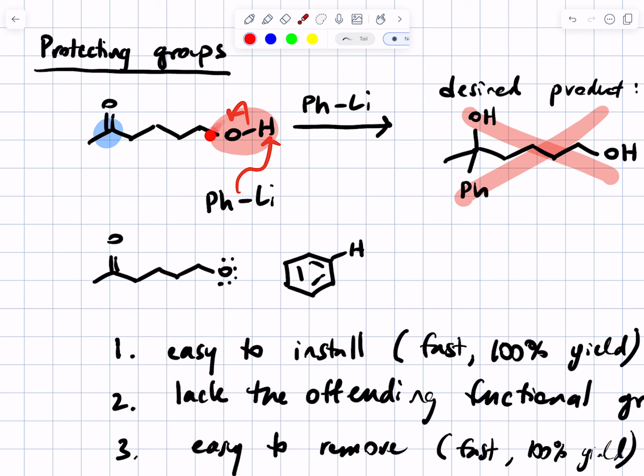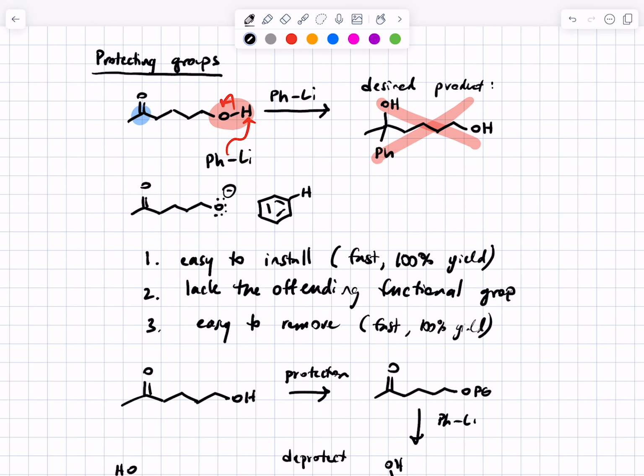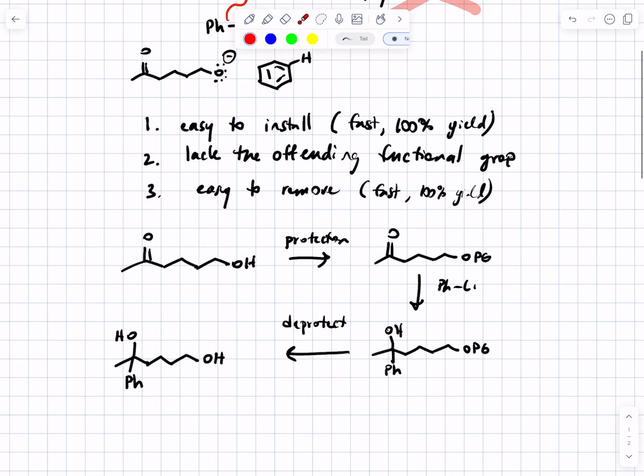And if you have a molecule that has an acidic proton in it, the Grignard reagent or the organolithium or the cuprate is just going to deprotonate the alcohol, and then you don't get your desired product. So to prevent that undesired functional group from causing trouble, we get rid of it with a protection reaction. It's got to be easy to install, it's got to lack the acidic proton, and it's got to be easy to remove. So this is the sidestep strategy. Protect the alcohol, do the nucleophilic addition to the carbonyl, then deprotect the alcohol.